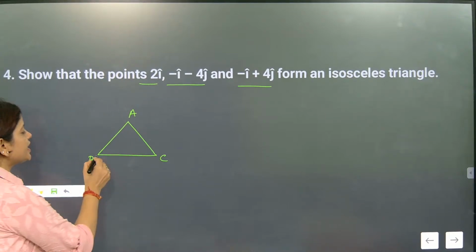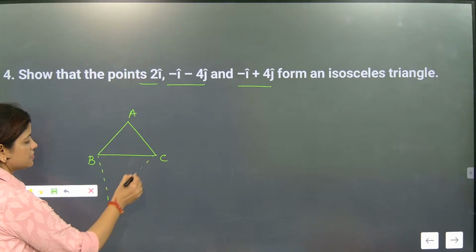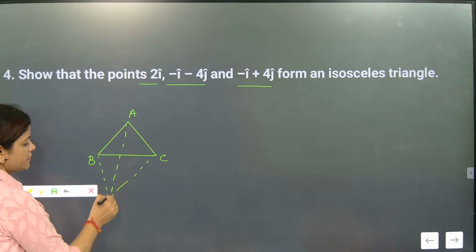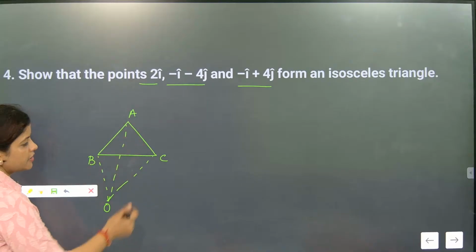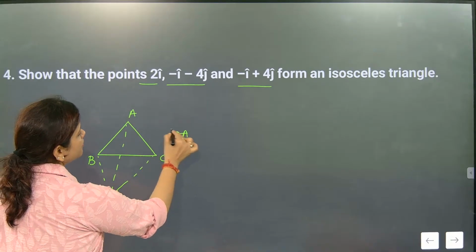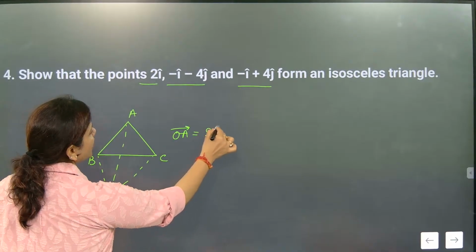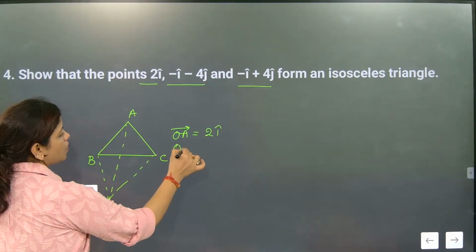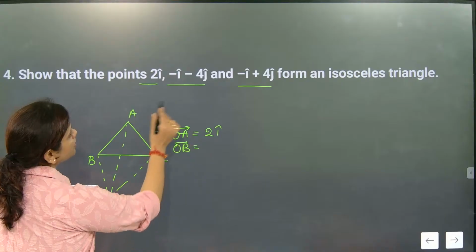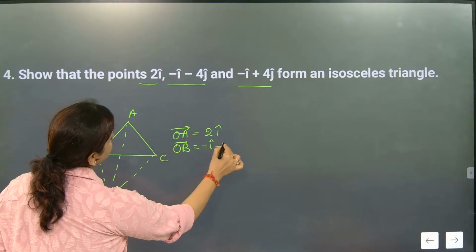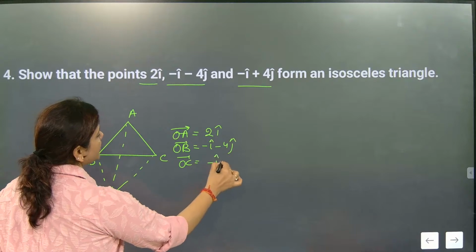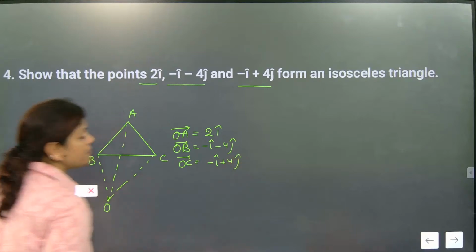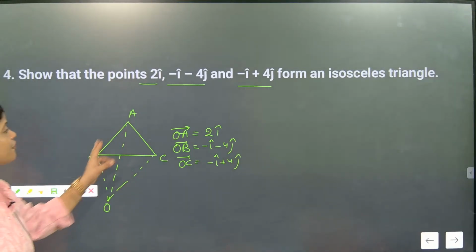Now, beta, everything can be connected with the origin. It will become easy. So OA vector will be equal to 2i cap. OB vector will be equal to minus i minus 4j cap. OC vector will be equal to minus i plus 4j. Please remember, beta, I am writing the position of all the 3 points.